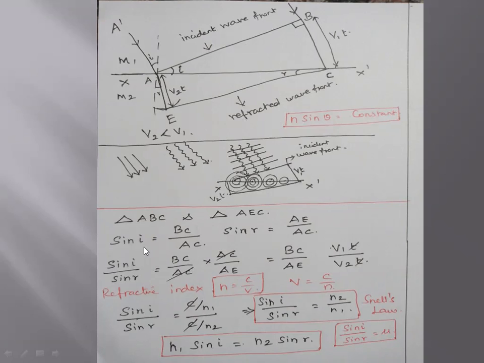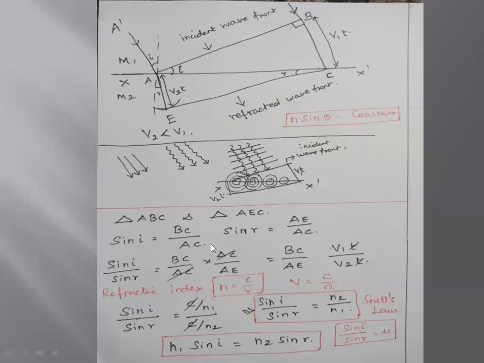Let us consider two different triangles. One is triangle ABC. The second one is triangle AEC. In these triangles, sine theta means opposite by hypotenuse. What is opposite here? Opposite is BC. Hypotenuse is AC. So it is BC by AC. And sine r, the angle of refraction r, is equal to opposite AE divided by hypotenuse AC. This is AE by AC.